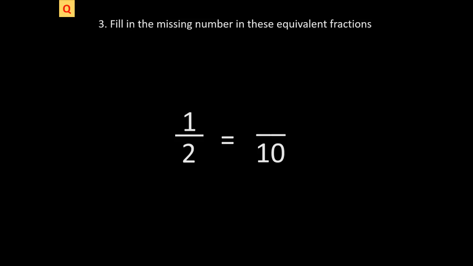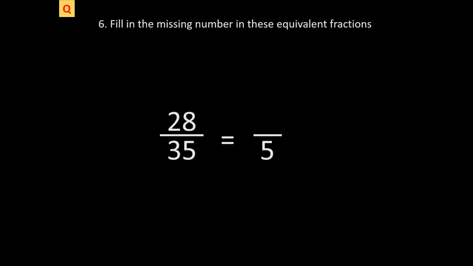Okay, so how did you get on? In number 3, we've multiplied the bottom by 5, so we've got to do the same to the top, 5/10. Question 4, what have we done? We've multiplied the bottom by 2. We do the same to the top. 5 times 2 is 10. Question 5. This time we've divided. We divided the top by 4. Same to the bottom.